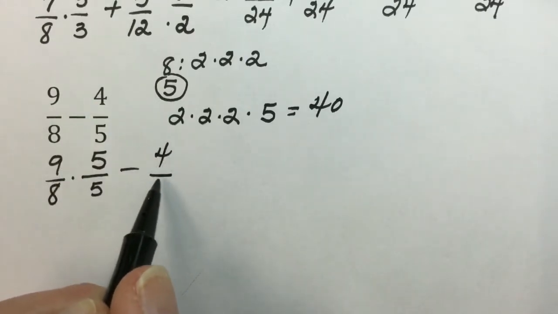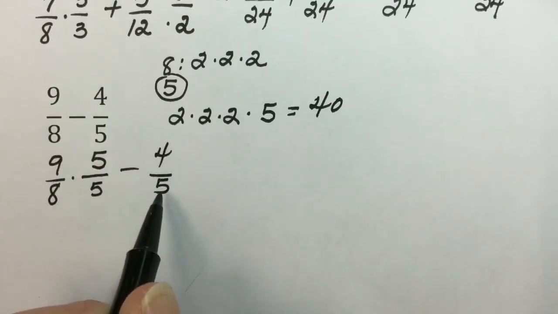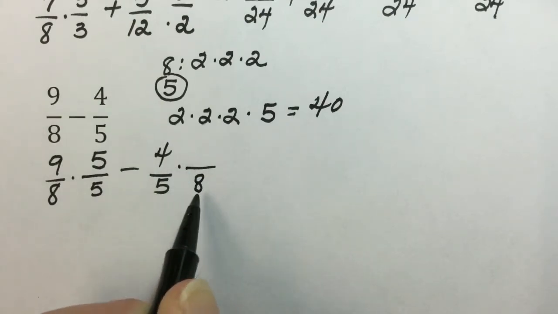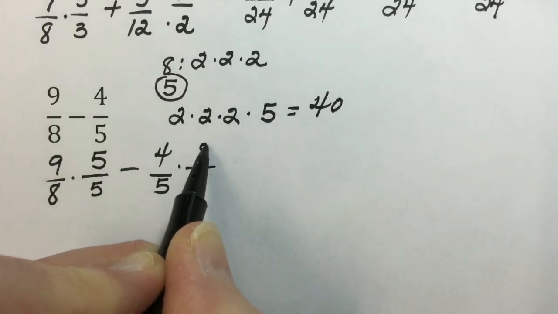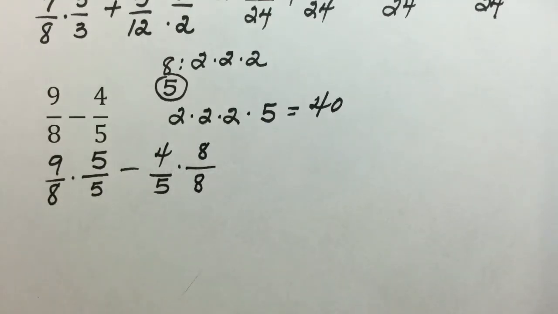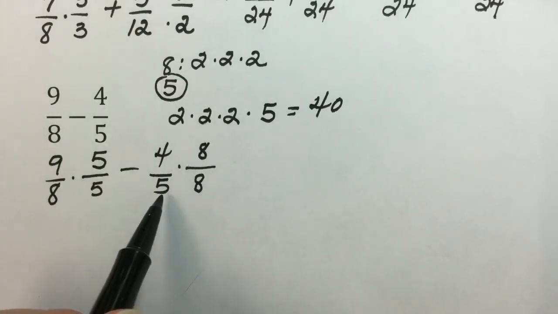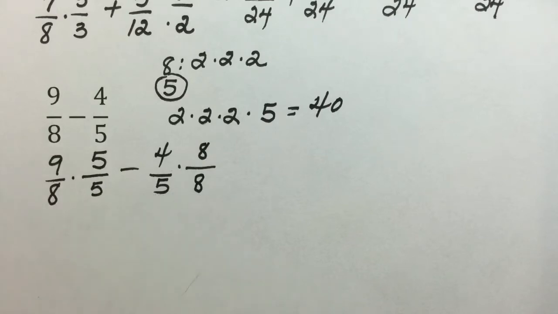Likewise, with the second fraction, we want a denominator of 40. To achieve that, we will multiply the denominator by 8 to give us the 40, and to have an equivalent, we'll multiply the numerator by 8. This is equivalent to 1, which isn't going to change the value but gives us an equivalent expression.